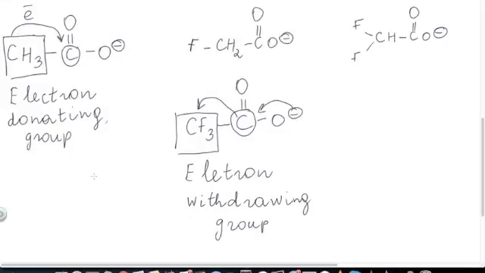This phenomenon is known as the inductive effect. The formal definition of the inductive effect is permanent polarization of sigma bonds within the molecule due to the presence of electron withdrawing groups. You can think of it as if you have an anion and you have an electron withdrawing neighbor next door, that will stabilize this anion. That would increase its stability.